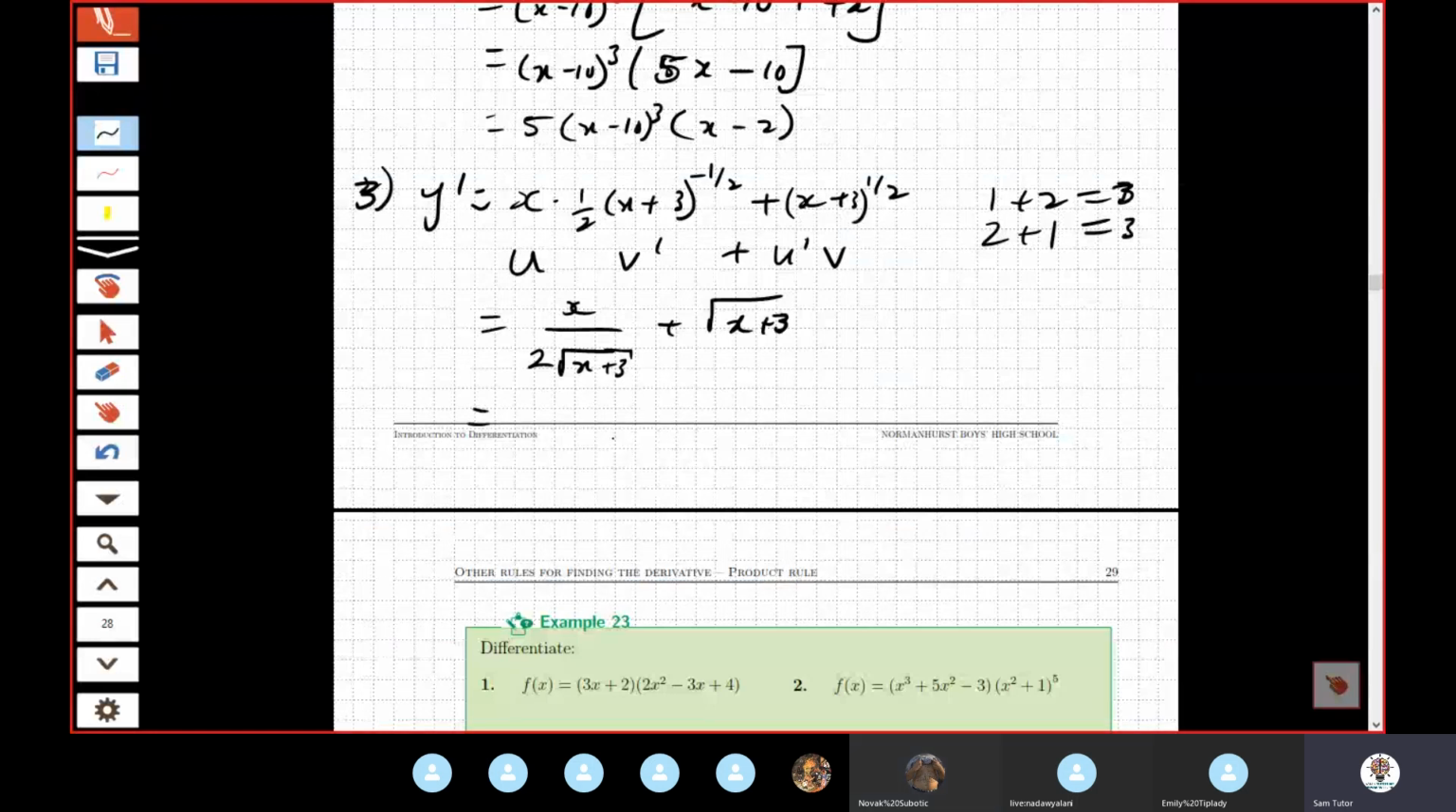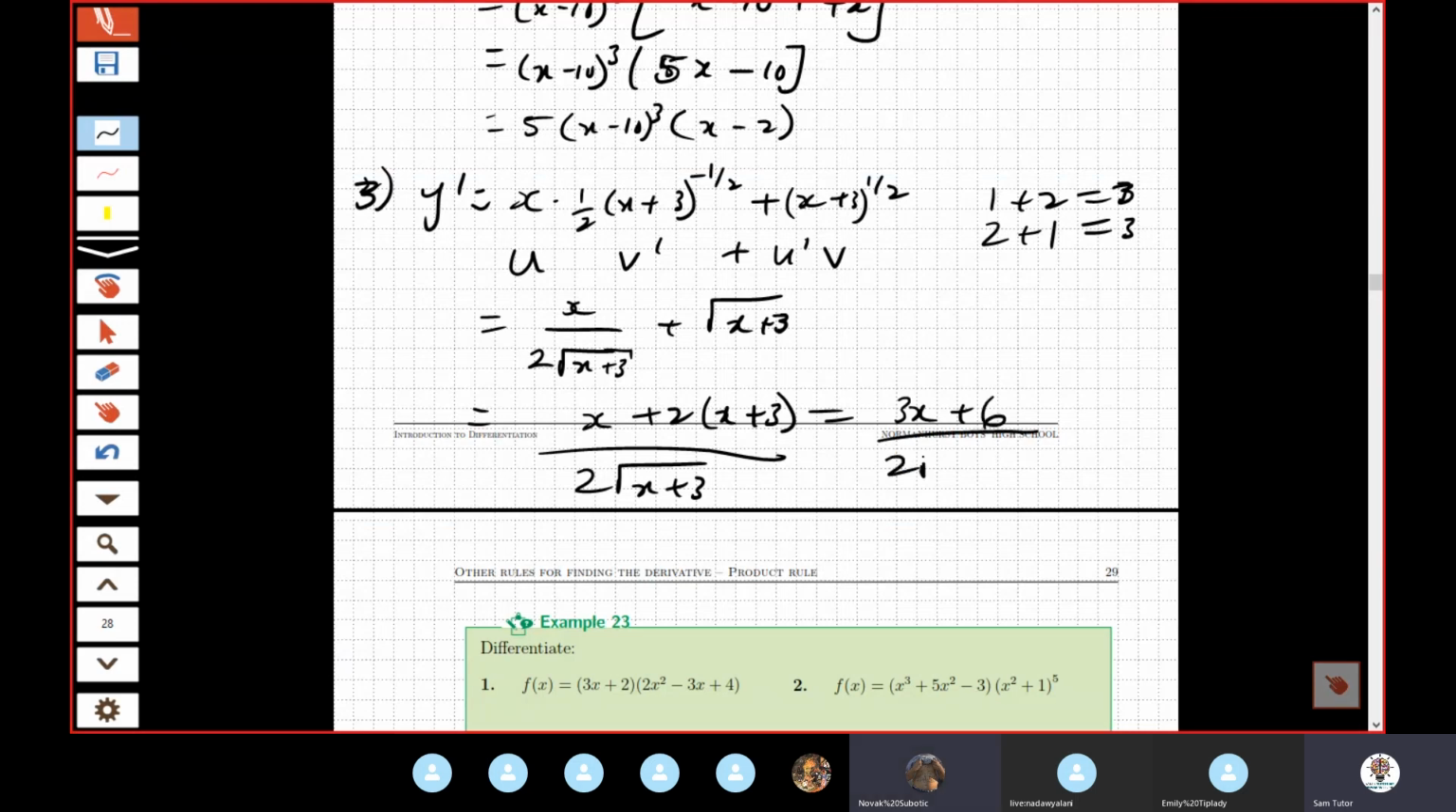So multiply this across, find your common denominator, which is obviously 2 root x plus 3. Now, what's 2 times this? Well, that's just 2. What's root x plus 3 times root x plus 3? x plus 3. And then your answer is 2x plus x plus 6. If you wanted to factorize, you can. That's it.